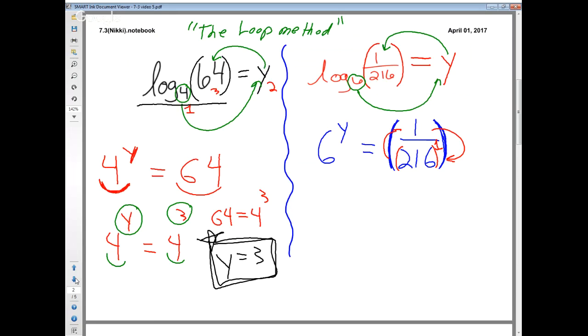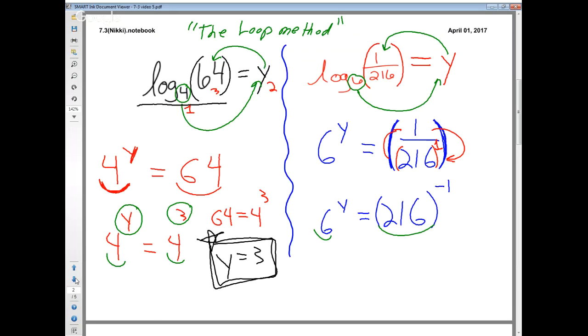And in doing so, this becomes 6 to the y equal to 216. But now our 216 has a power of negative 1. So that's what happens when you flip the fraction. It's no longer a fraction. The only condition is you had to make the exponent negative. So now, no more fractions. Let's just go ahead and find a base that will make our bases the same.